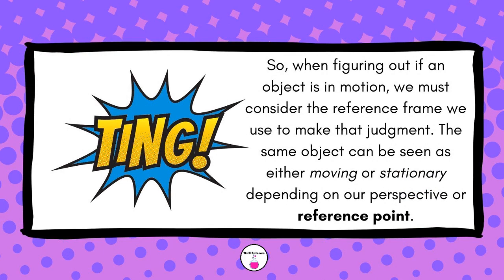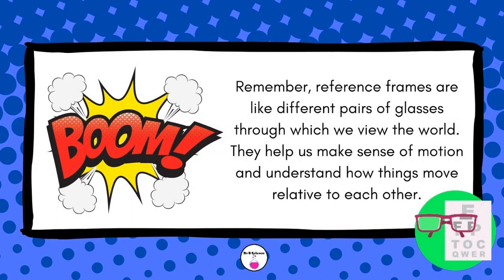So, when figuring out if an object is in motion, we must consider the reference frame we use to make that judgment. The same object can be seen as either moving or stationary depending on our perspective or reference point. Remember, reference frames are like different pairs of glasses through which we view the world. They help us make sense of motion and understand how things move relative to each other.